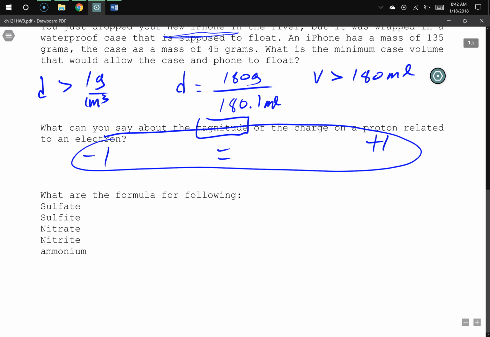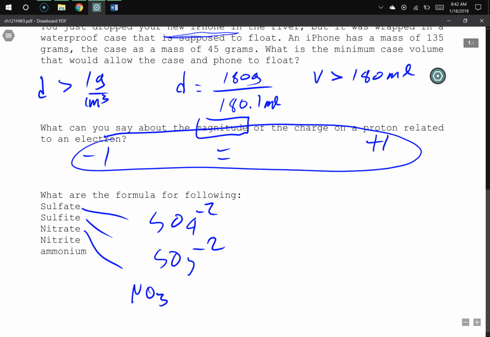All right, so formulas: sulfate SO4 2-, sulfite SO3 2-, nitrate NO3 -, nitrite NO2 -, and ammonium NH4 +.